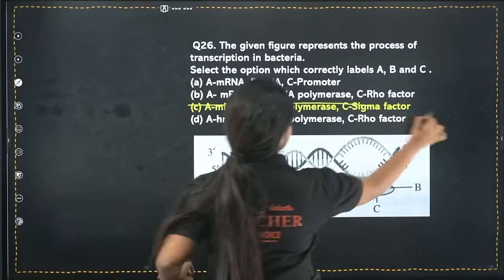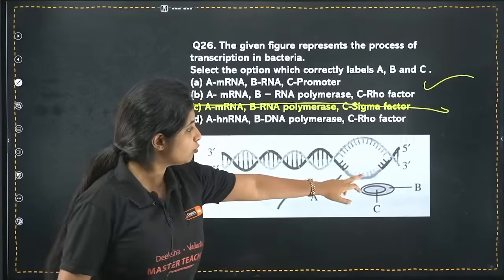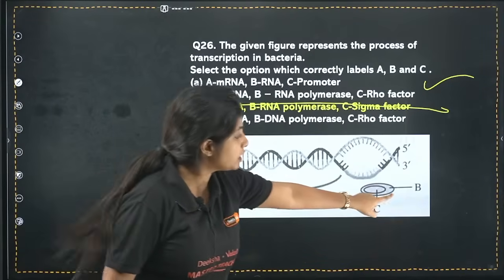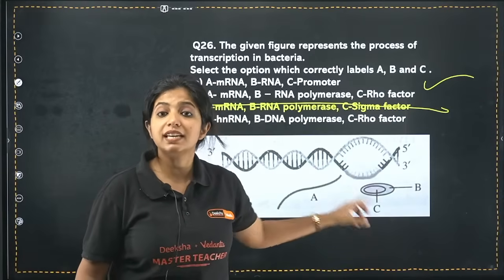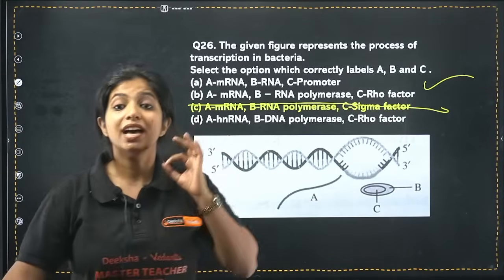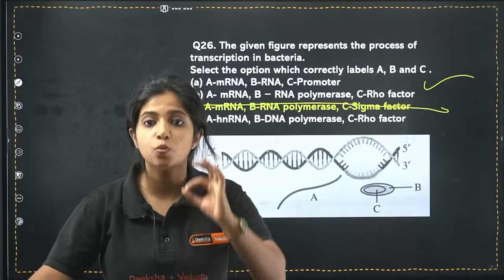Listen to me, this question. Okay, this is the answer. Over here it is mentioned that mRNA is being formed. What is B? B is going to be RNA polymerase. What is going to be C? C is the rho factor. Rho factor means what? Release factor.